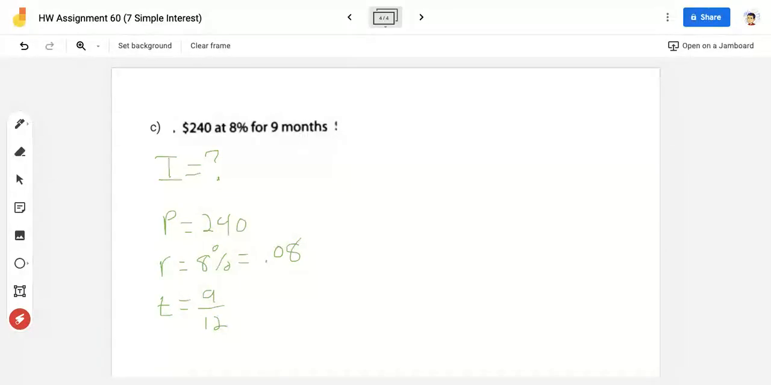All right. So let's go ahead and substitute some figures. So I is equal to P times that rate times 9/12. And I put it in the calculator just exactly as you see it here. 240 times 0.08 times 9 divided by 12. I'm given an interest of $14. Let me fix this. The interest is going to be equal to $14.40.